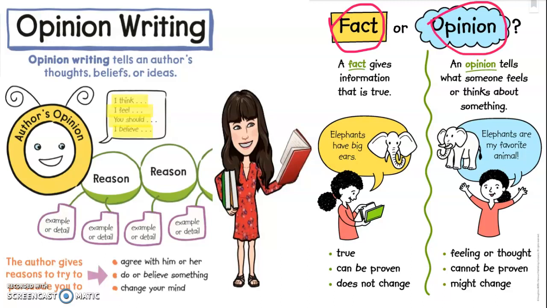An opinion tells what somebody feels or thinks about something. A feeling or a thought, it cannot be proven and it could change. For example, elephants are my favorite animal. It's an opinion statement because it's the way that I feel about elephants. It cannot be proven and it could change.